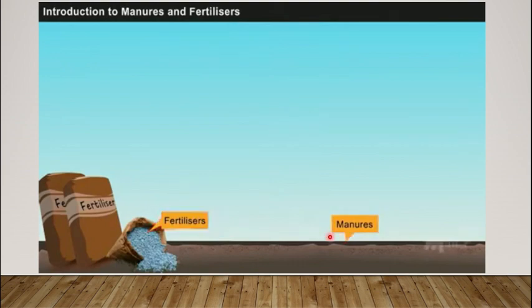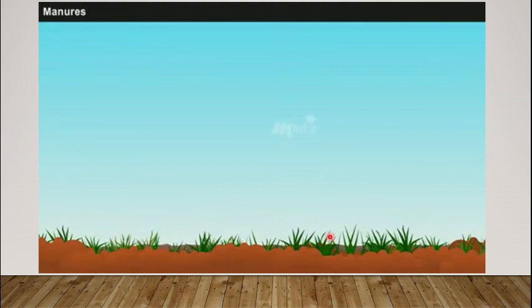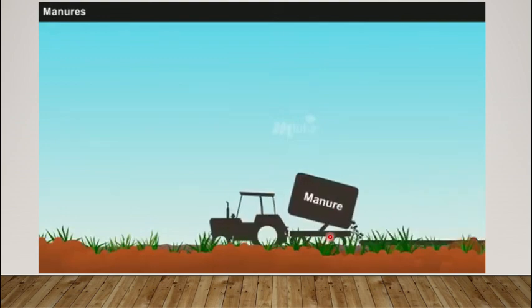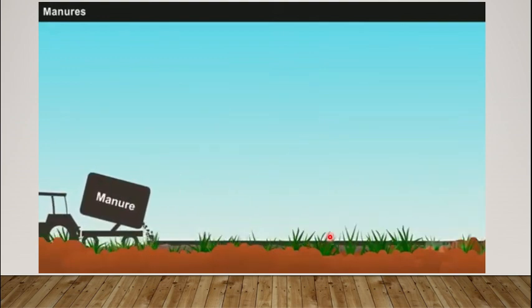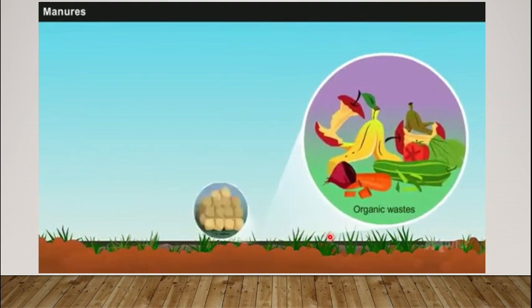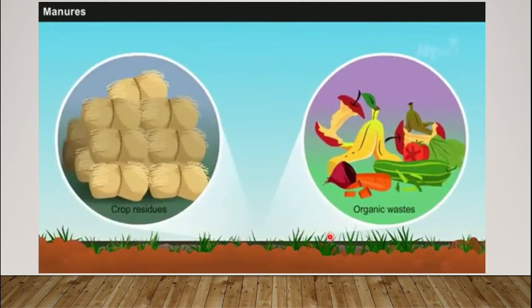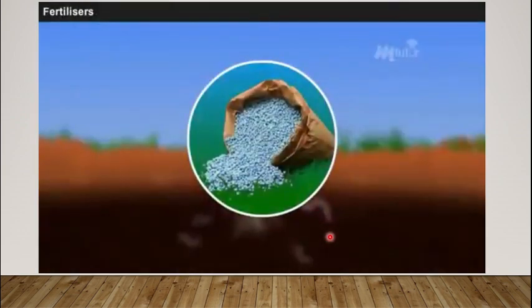What are the manures? Manures are the solid waste that increase the soil fertility, and they come from the organic waste and crop residue. There are many types.